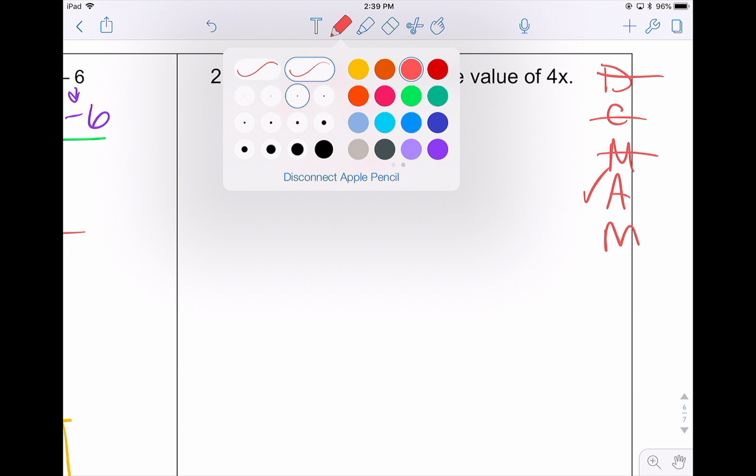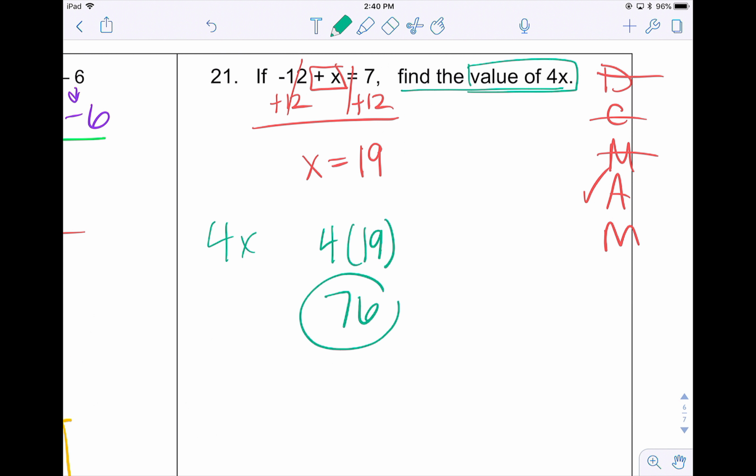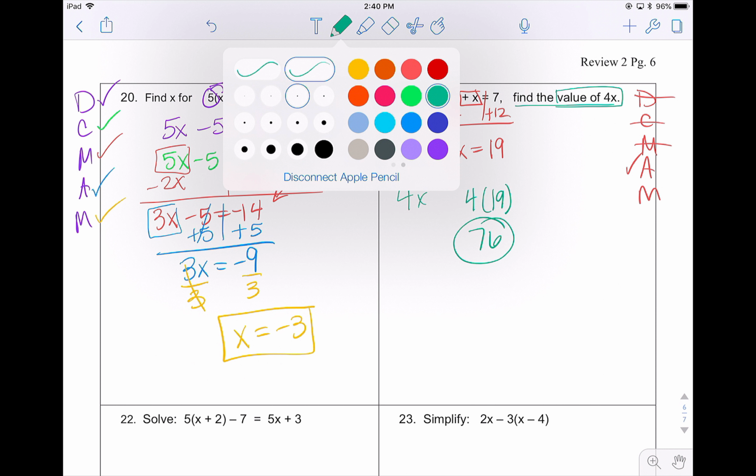Now, the question is a little different here. They've asked me to find the value of 4x. Okay, so to find 4x, I know that 1x is 19. So I'm going to plug in 19 for x and multiply it by 4, and find that 4x is 76.